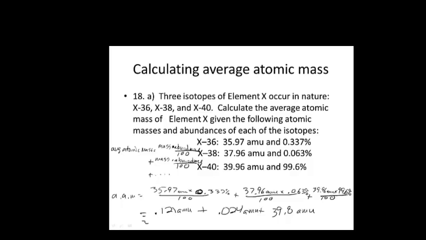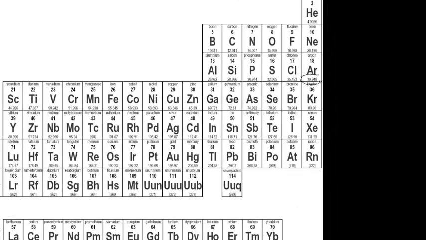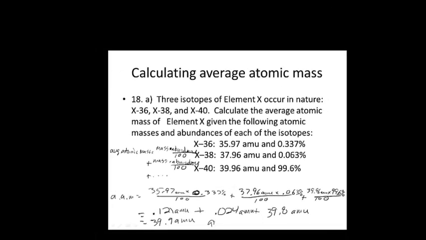So now I'm going to add these up. 0.121 plus 0.024 plus 39.8, and going to one decimal place, I get 39.9 AMU. And we can even figure out what element X is. If we go to our periodic table, our average atomic mass is 39.9, so we go under 39.9, we can see it matches right here, and the element is argon.